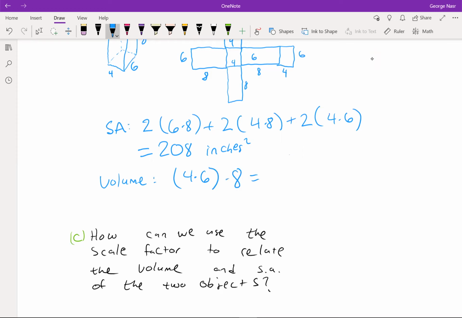For the volume, we again have the area of the base, which is now 4 times 6, times the height, which is 24 times 8, and 24 times 8 works out to be 192.